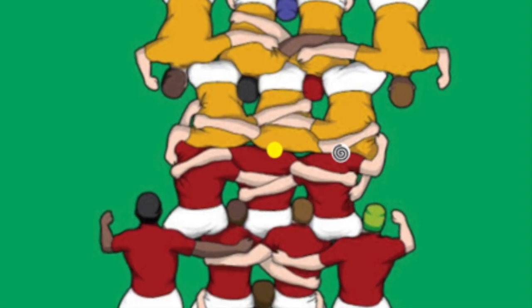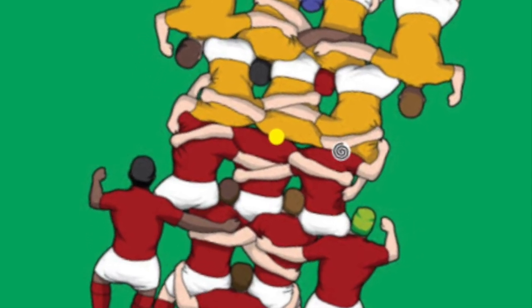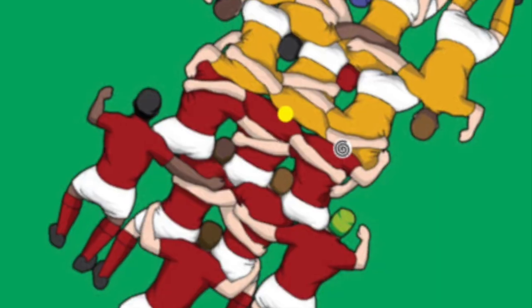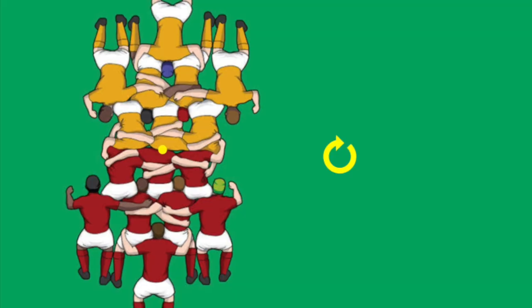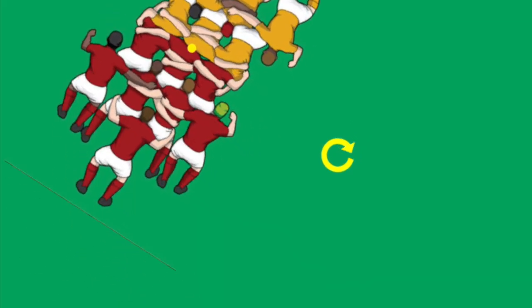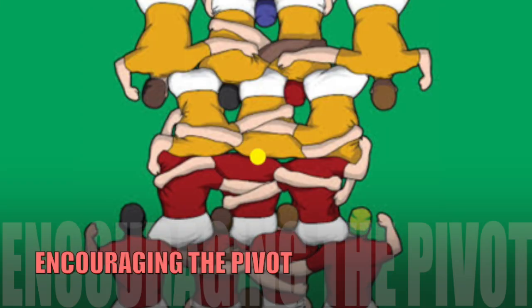Watch now that the props on the right hand side pivot on the spot, but the full red scrum advances. And if the tight head can get the pivot point beyond his right shoulder, that's overall dominance and the whole scrum advances.